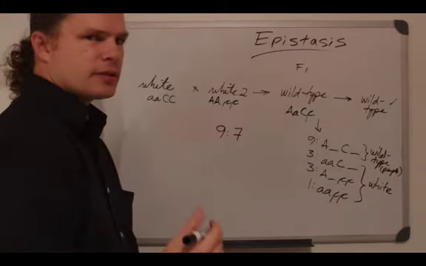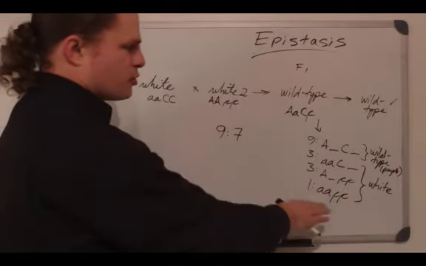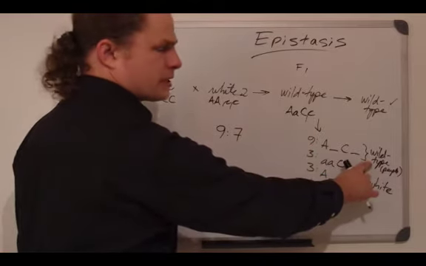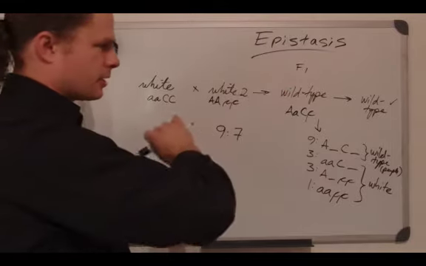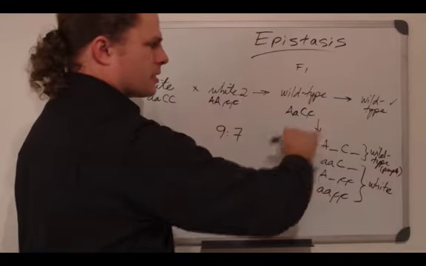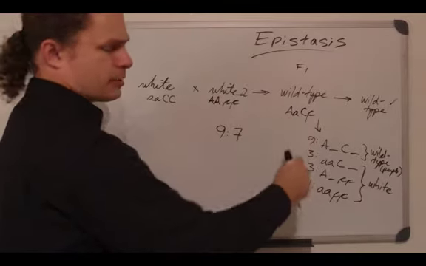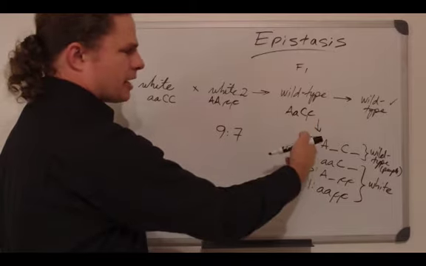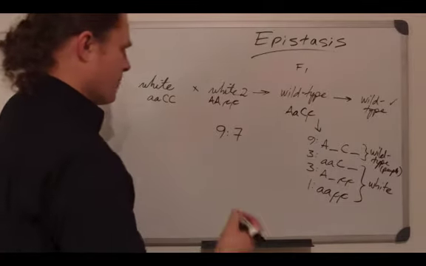A 9:7 is one of the most difficult ratios to see. There's only two phenotypes in the F2. It's important to note, though, that one of those phenotypes is wild type, which allows you to infer that they are separate loci. If they are separate loci, then this must be a dihybrid. And if this is a dihybrid, and presumably if there's not genetic linkage, then you are seeing a genetic 9:3:3:1 ratio present in the F2.